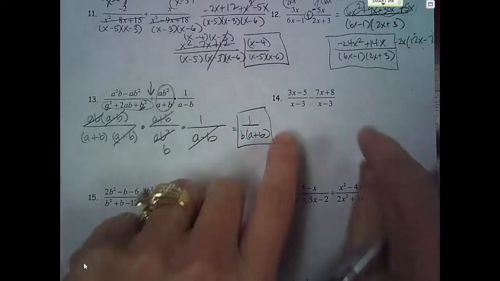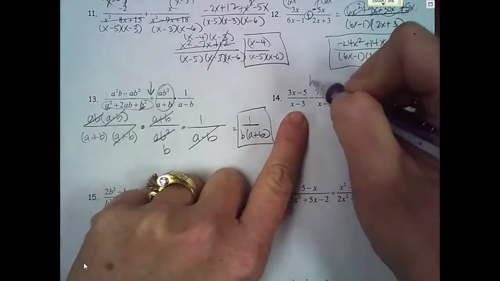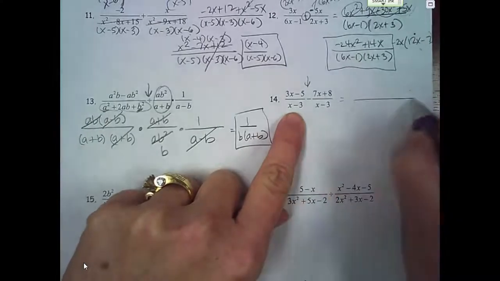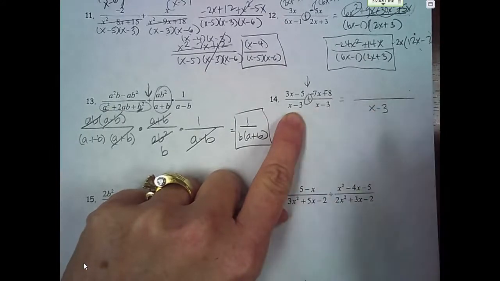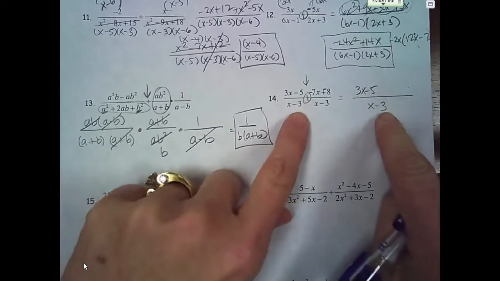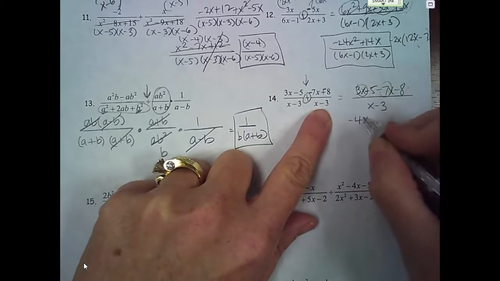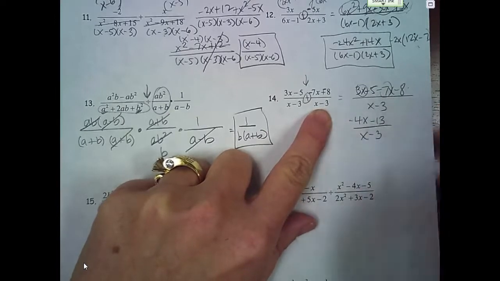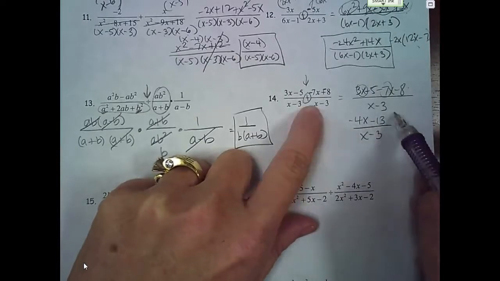Number 14. Okay, this was an easy one. I already have a common denominator. It's a subtraction problem, so you have to have a common denominator, but it already has one. All you have to be careful of is the subtraction. So if you distribute it, you have 3x minus 5, because I'm just going to push it over since it has a common denominator already. Negative 7x minus 8. Combine like terms, so you have negative 4x minus 13 over x minus 3. Nothing cancels in the numerator. You can't factor it, so you're just done.